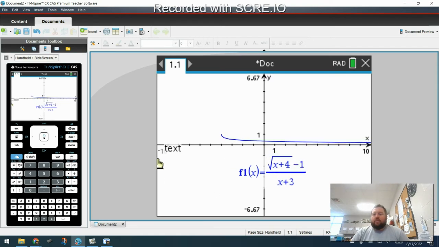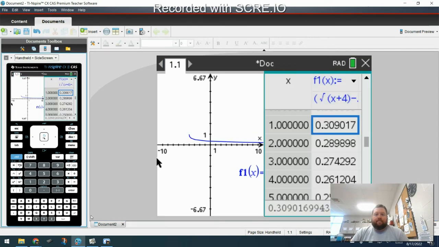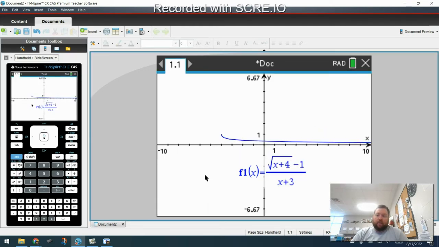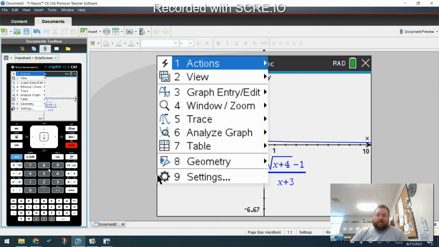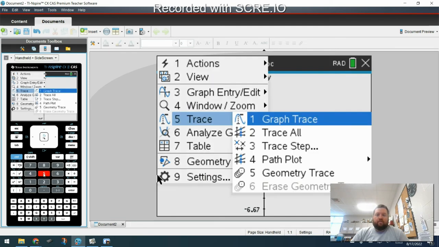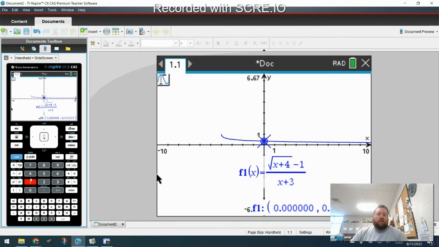Okay, now if you just go to the table, you hit Control T, you can't plug numbers in here. Now there is a way to change the settings on the table so you are allowed to plug in, but I actually don't think that's the most efficient method. So I'm not going to do it that way. So I'm just going to hit Control T again, get rid of that table. So what I'm going to do is we're just going to trace the graph. So menu 5, 1.